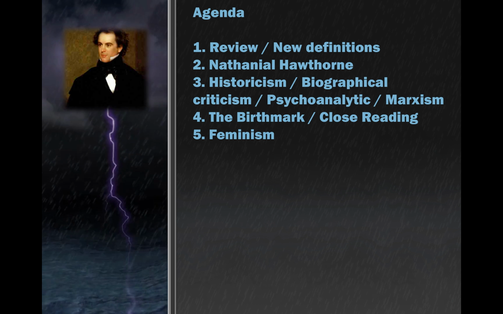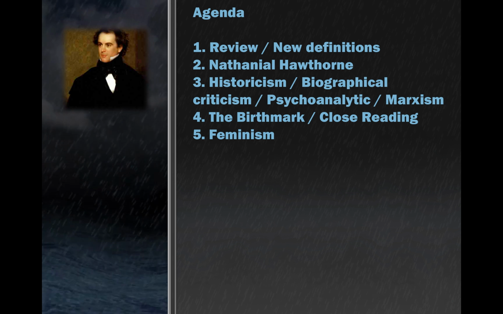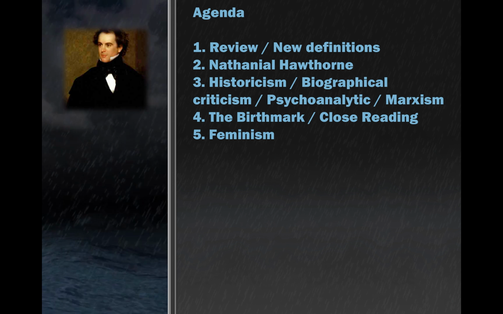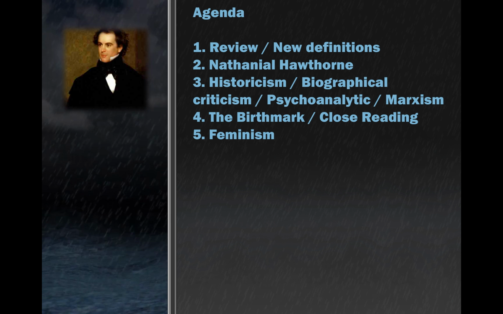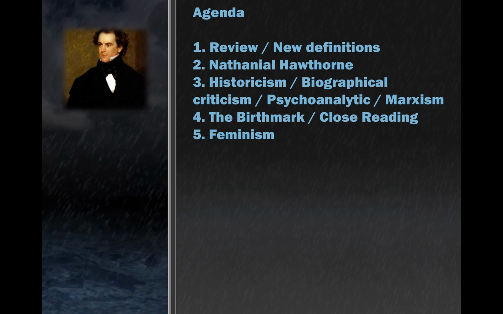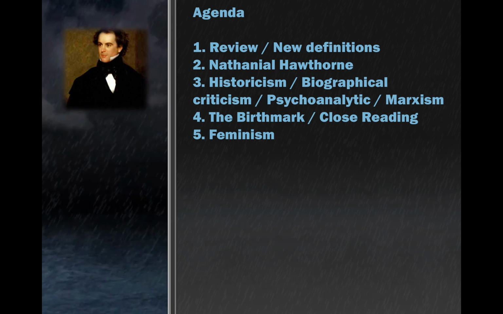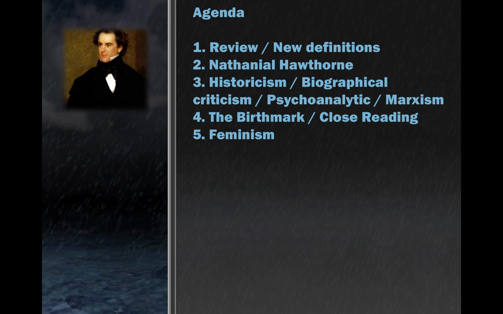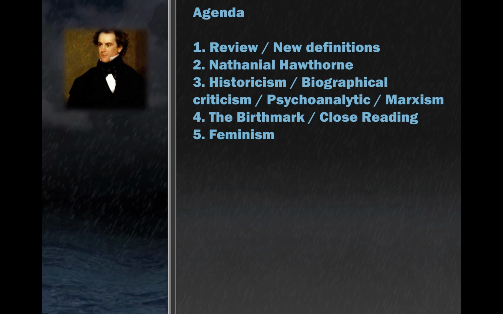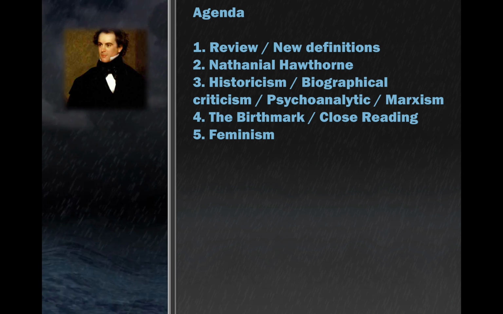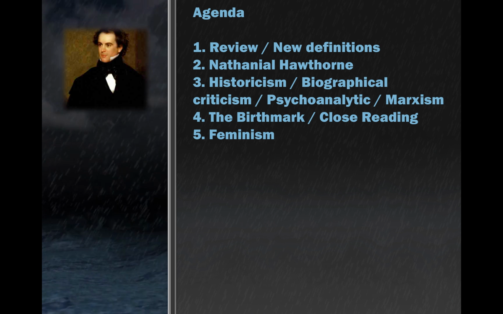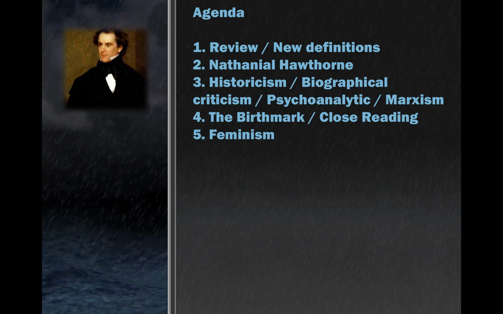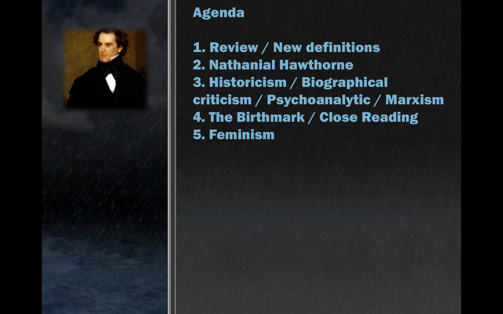Then we're going to use some different lenses called literary criticism or literary theory: historicism, biographical criticism, psychoanalytic, and Marxism. And then we're going to do a close reading and talk about what close reading is of The Birthmark. And finally, take a look at The Birthmark through the lens of feminist critique, or feminism.